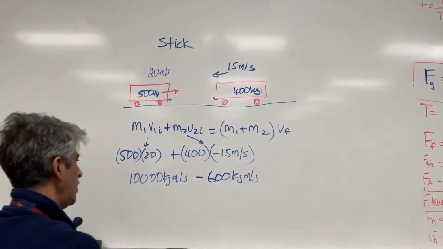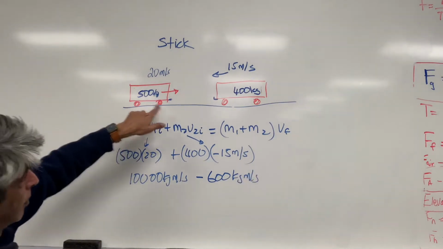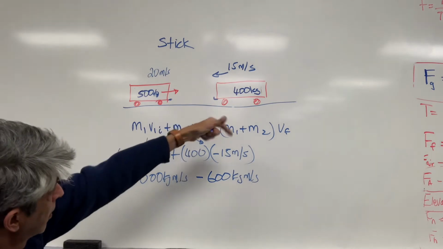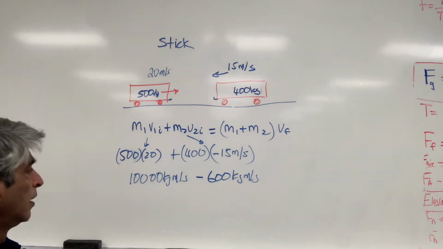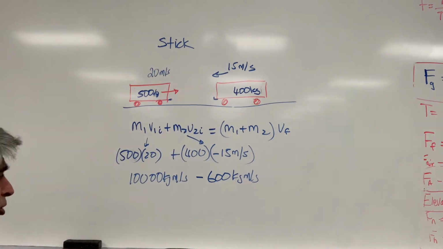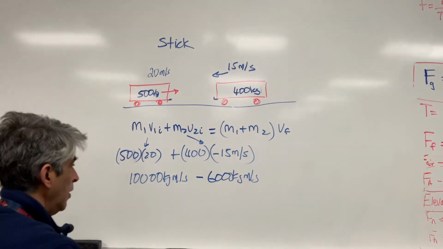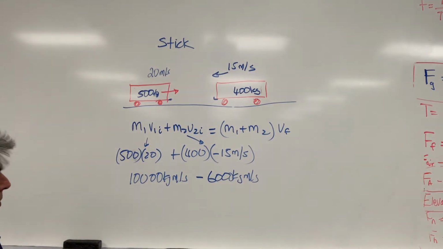So you can already see that this guy has more momentum than this guy. So after they collide, you already know they're going to be moving that way, not that way. If he had more momentum, then they would have ended up moving the other way. But again, our question is not just which direction, but how fast is he going to be moving?